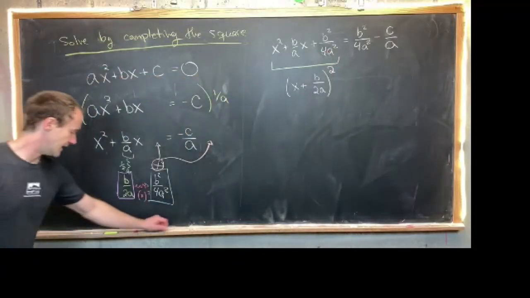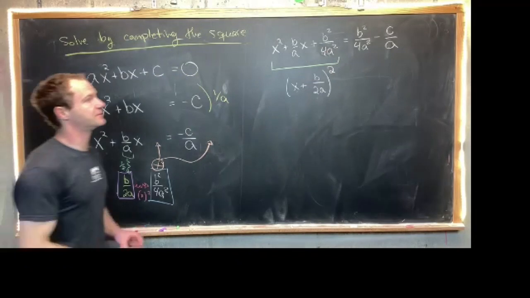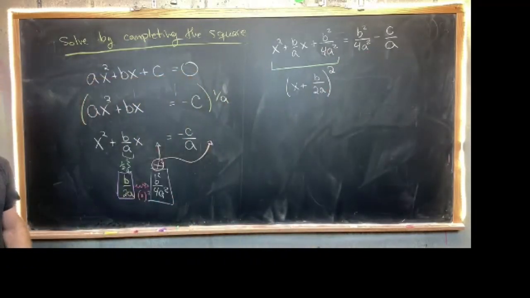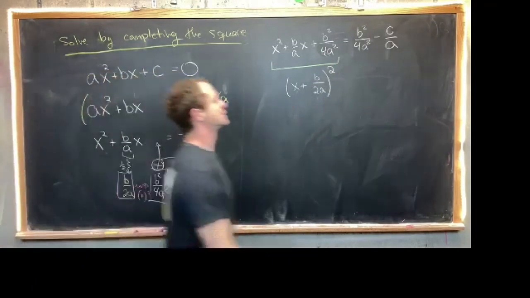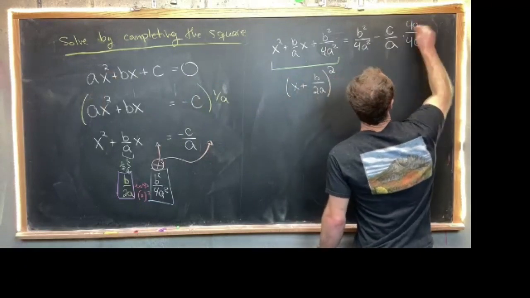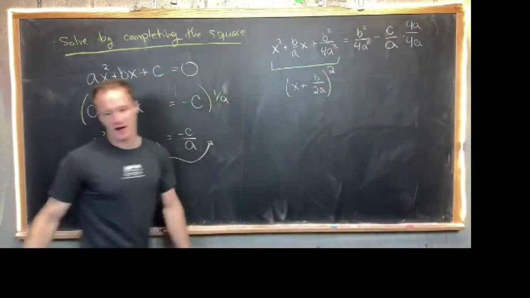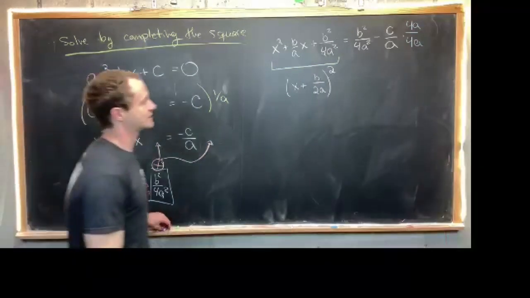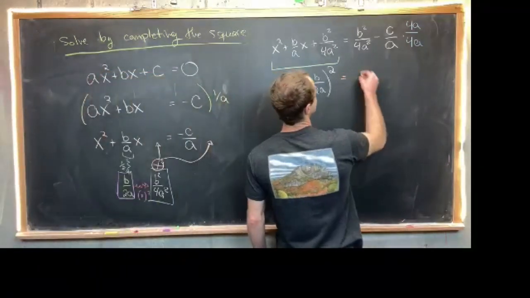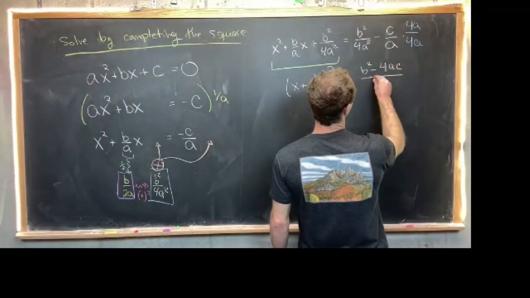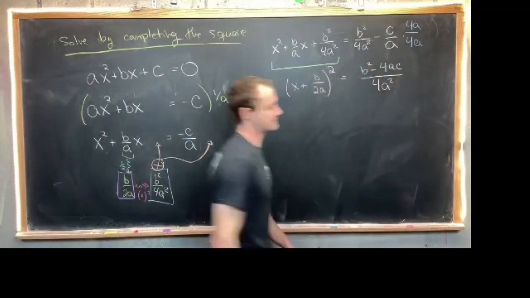Okay, nice. Now the next thing that we want to do is combine the right-hand side of this equation by finding a common denominator. The common denominator here will be 4a squared. So we can build up the denominator of c over a by multiplying by 4a in the numerator and the denominator. Let's see what that gives us. That's going to leave us with b squared minus 4ac over 4a squared.